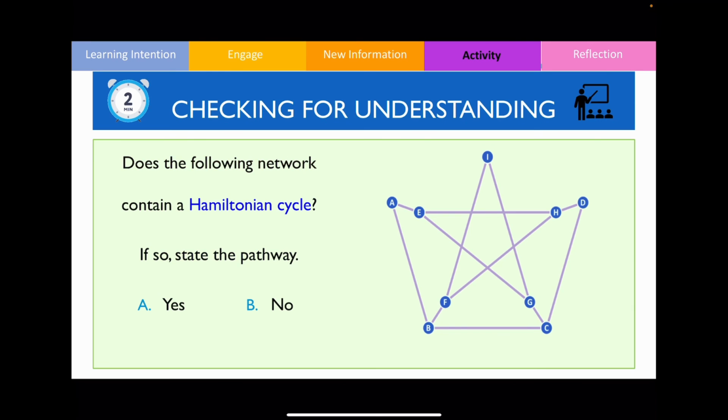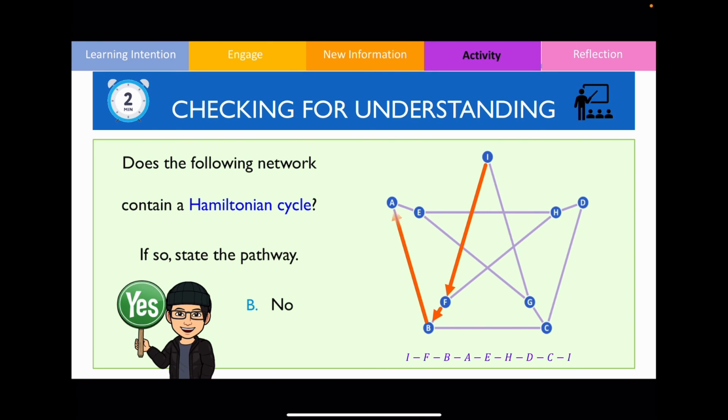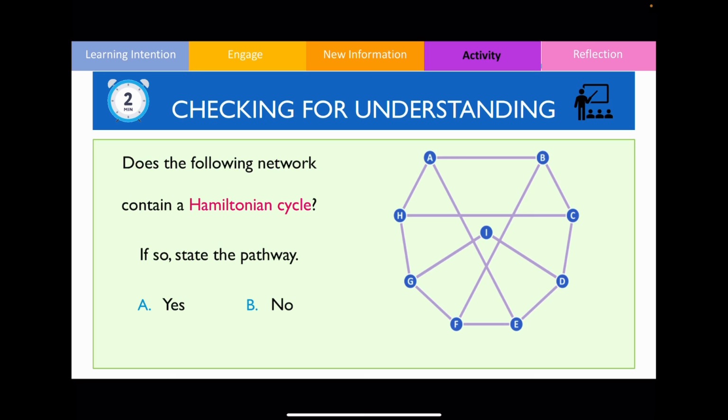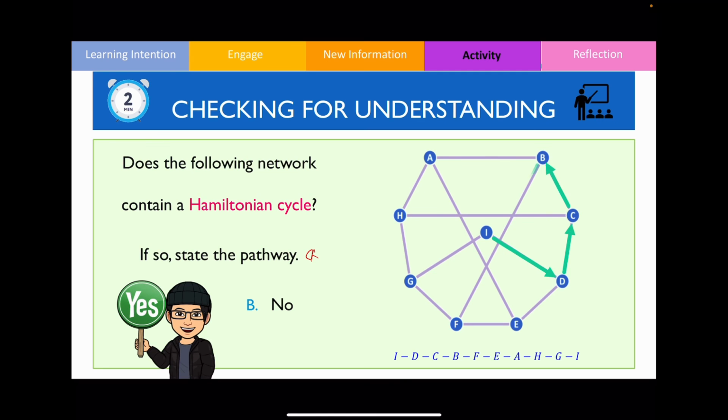Have a go with this question. Can you identify whether this network contains a Hamiltonian cycle? And if so, list down the sequence of vertices. For this question, a Hamiltonian cycle does exist, and I've got one possible solution listed below. Have a go with this question and see whether you can identify whether it has a Hamiltonian cycle by listing down its pathway. For this question, I am able to find a Hamiltonian cycle where I start at I and I end up at vertex I as well.